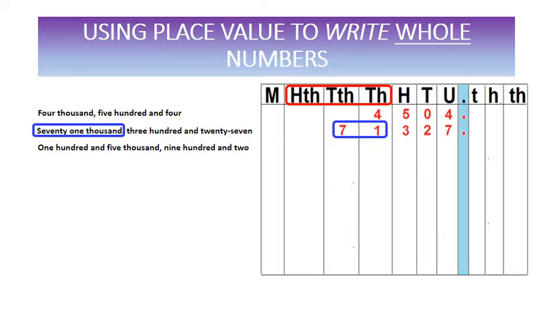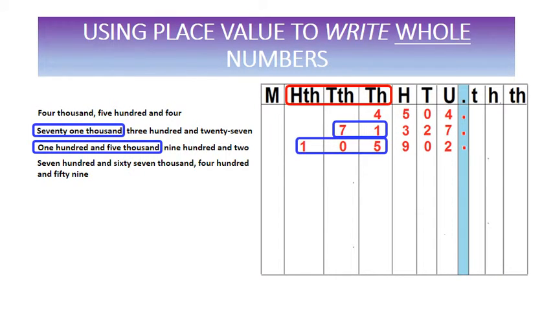This one, 105,902. Got 105,000. Where's that going to go? You can see it grouped there. This one, 767,000. Sounds a real mouthful, but again, if we group it together, it makes it really easy.